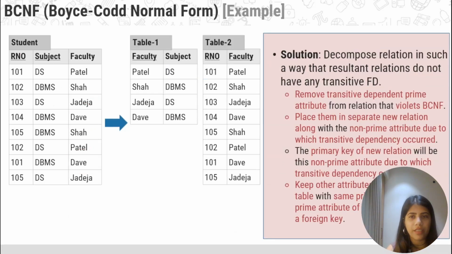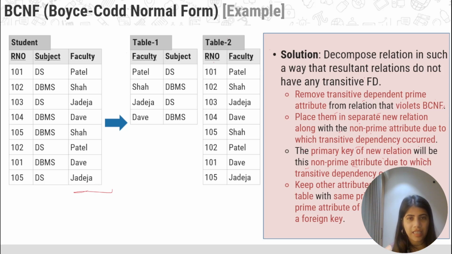Let's see how we can solve this. The solution is that we decompose the relation in such a way that the resultant relations do not have any transitive functional dependency. So we remove the transitively dependent prime attribute from the relation that violates BCNF. We have removed the faculty and put it in a separate table, and placed it in a new relation along with the non-prime attribute due to which the transitive dependency occurred, which was roll number.